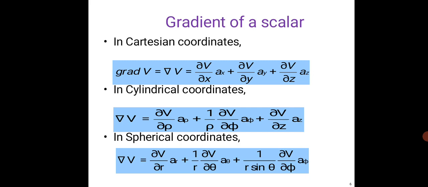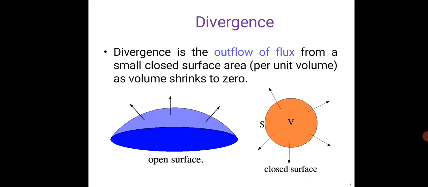When I represent the gradient of a scalar, it can be represented in three coordinate systems: Cartesian, cylindrical and spherical. Obviously we know that it involves the x, y and z axes in Cartesian, rho, phi and z in the cylindrical coordinate, and r, theta, phi in the spherical coordinate. These are the expressions where we can derive or determine the gradient of a scalar in any given coordinate system.